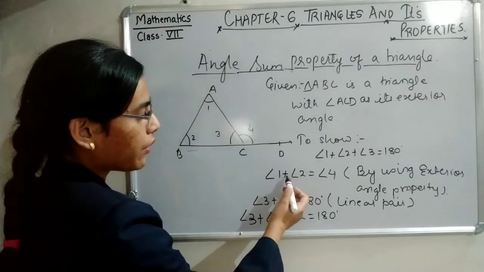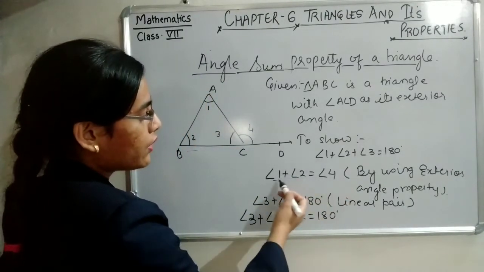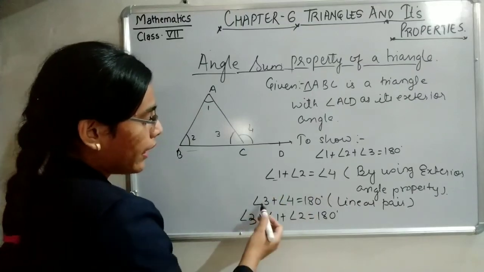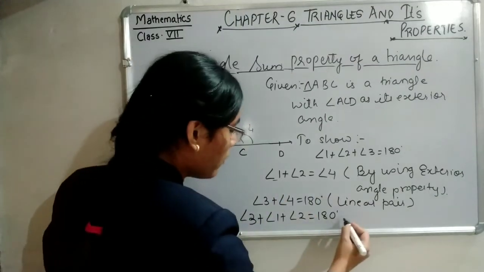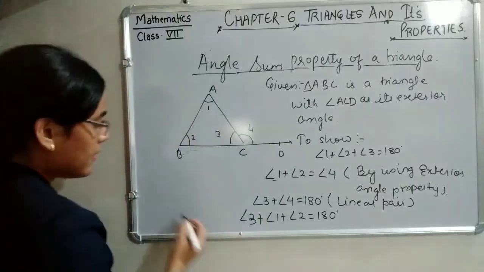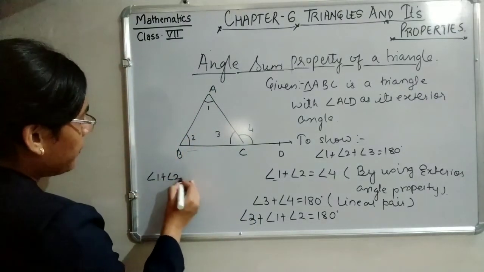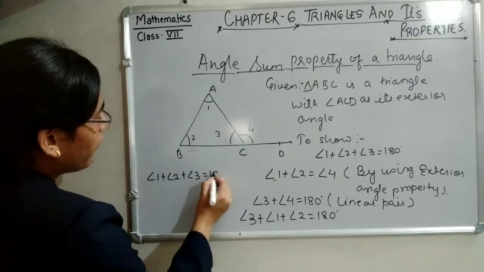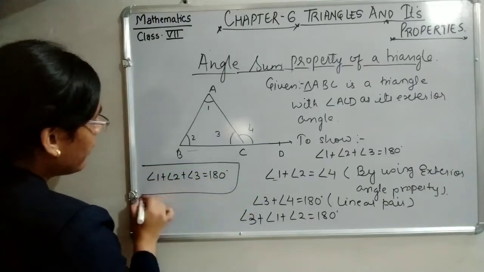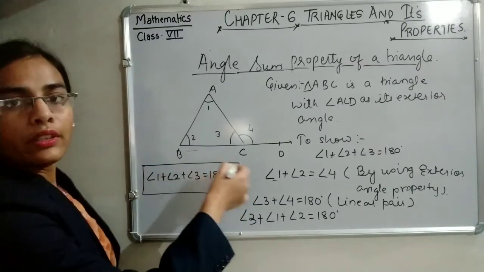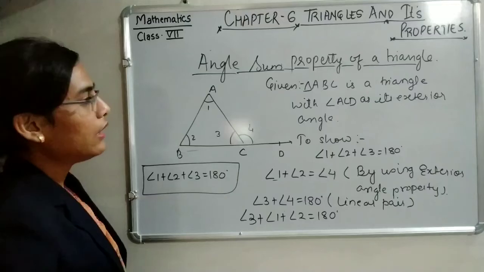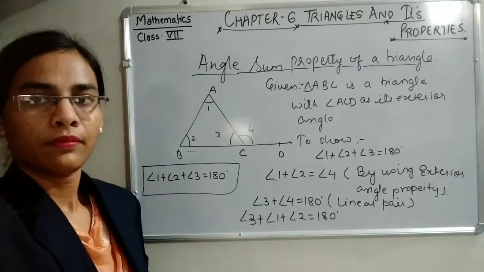We have used this equation, that is angle 4 is equal to angle 1 plus angle 2, in our second equation. So we can say that angle 1 plus angle 2 plus angle 3 is equal to 180 degrees. Here we have the sum of all the 3 interior angles of a triangle as 180 degrees.